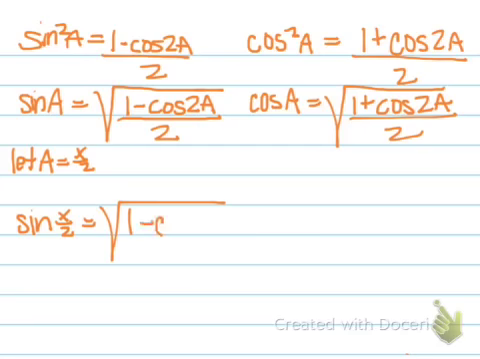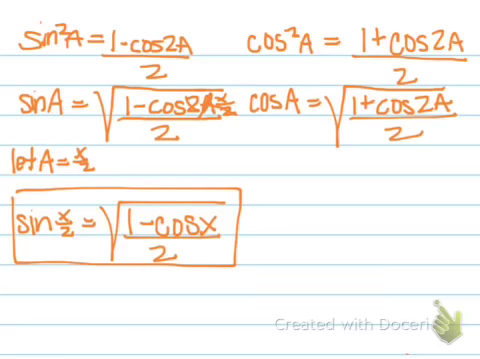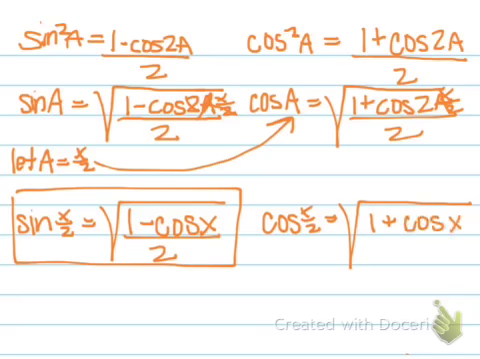And if we plug that in, the sine of x over 2 is going to be equal to the square root of 1 minus cosine of x, because when we plug in x over 2 for A, those 2's are going to cancel and you're just going to be left with x. And that's all over 2. So there's our identity for sine of x over 2. Now we're going to do the same thing for cosine. If we plug in x over 2 for A, then we end up with the square root of 1 plus cosine of x all over 2.